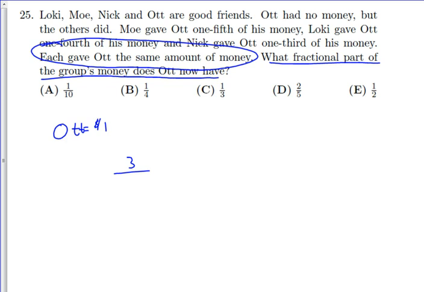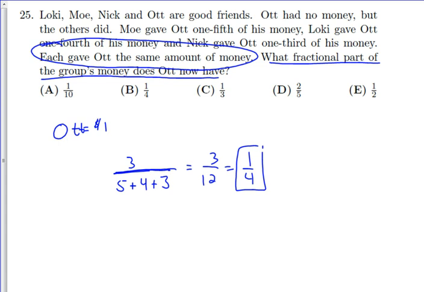Well, if we go back and look, if Mo gave $1 to Ott, and that's 1/5 of his money, it's pretty easy to see that Mo had $5. So the total amount, because we're talking about the fractional part of the total amount, well, Mo had $5. Loki gave him 1/4, which was equal to $1, so that's going to be $4. And Nick gave 1/3, which is equal to $1, so that's going to be $3. So you end up with 3 over 12, which is 1/4. And so Ott ends up with 1/4 of the amount of money.